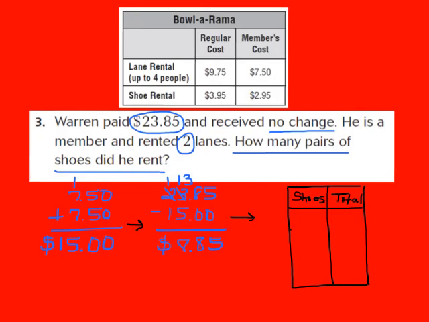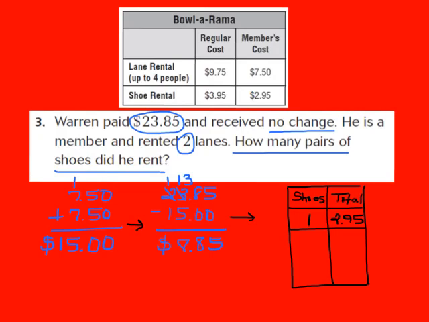Now, I know, once again, that Warren is a member, so I'm going to focus on the member cost, which is $2.95. And what I'm going to have to do is continue adding my $2.95 together until I get to $8.85. And that will let me know how many pairs of shoes he rented. Now, for 1 pair of shoes, I know that my total cost is $2.95. Well, I can't stop yet because I'm trying to get to my $8.85.